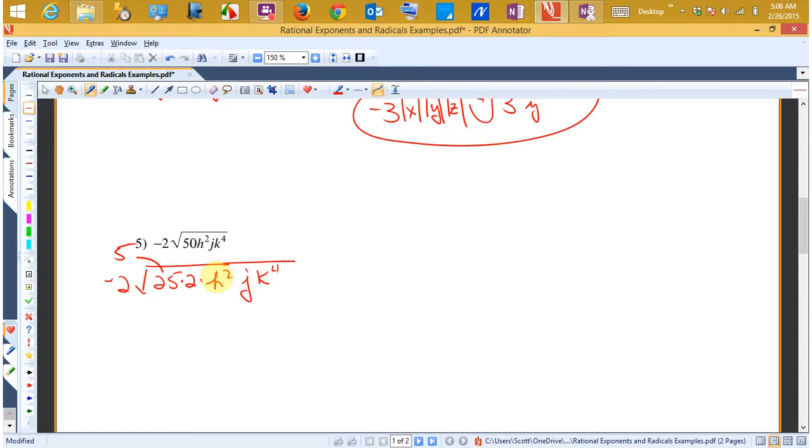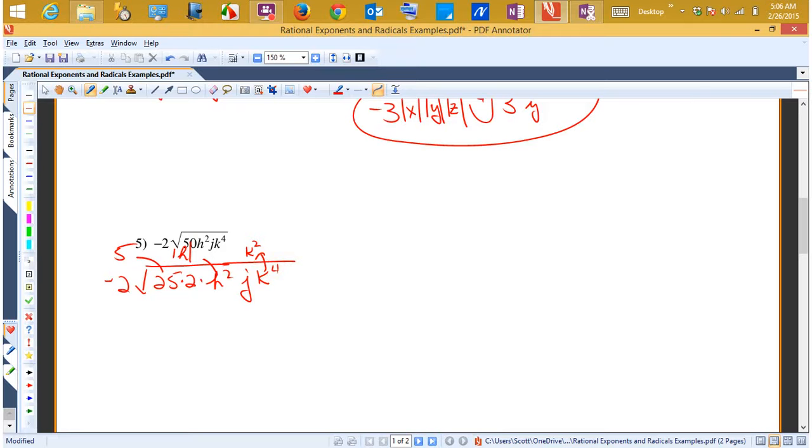This h squared, once again, I have a square root, a power of 2. That's going to be h to the first. That needs to be the absolute value of h. This j cannot come out. It doesn't have a big enough power. This k to the fourth, that's going to come out as k squared. Now, because it's a square, it'll take care of any negative. It's not going to need to have an absolute value.